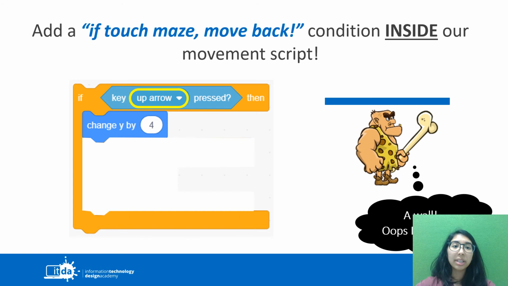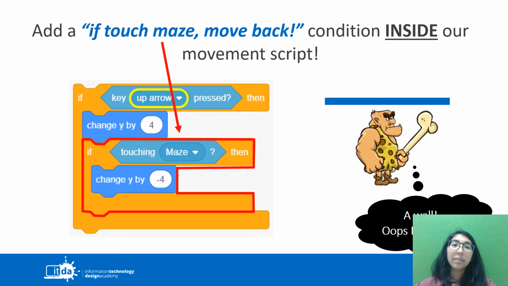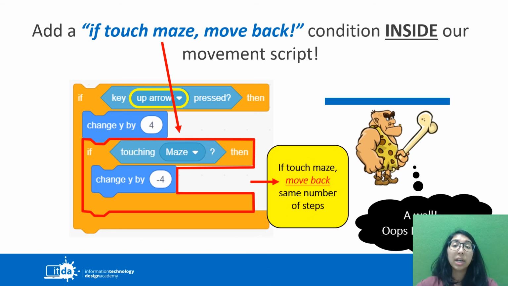So how do I code this? Inside the movement code, I'm going to add in another condition block. If touching maze, then I'm going to put in a change Y by the opposite number, because we're going to move backwards. So this basically means that if you touch the maze, you move back the same number of steps.